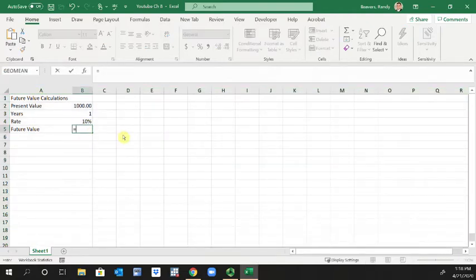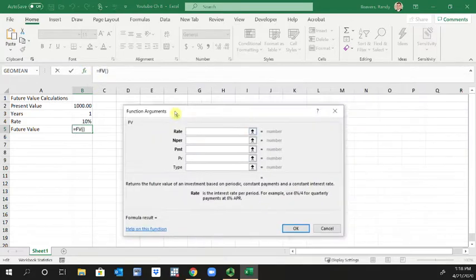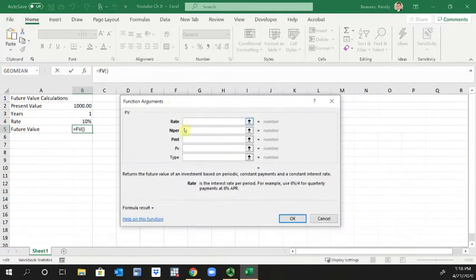we'll use the future value formula, which is FV, parentheses, and I'm going to hit the FX key to pull up what this function does. So first you need to put in the rate. The rate is the interest rate per period. So since this is annual, we don't need to adjust it. But you'll click on cell B4 for 10% to lock that in. Notice this needs to be a percentage.